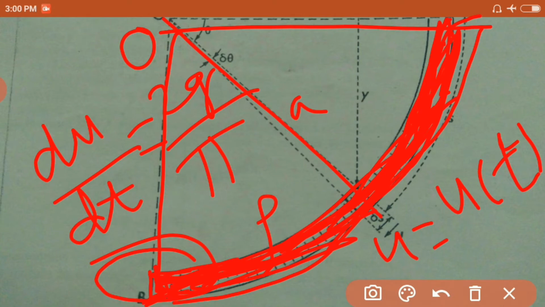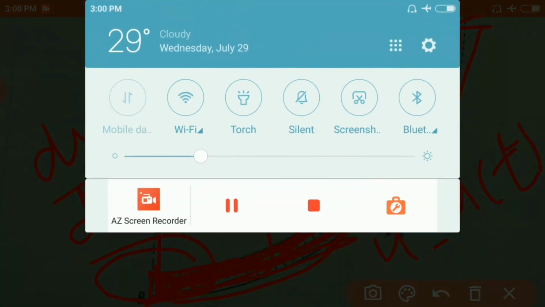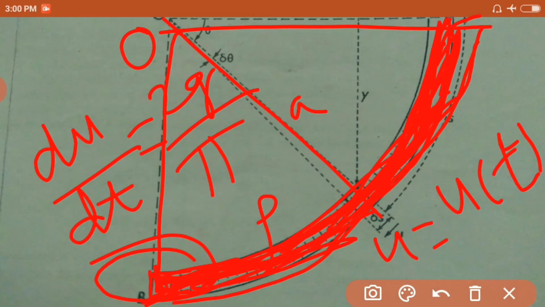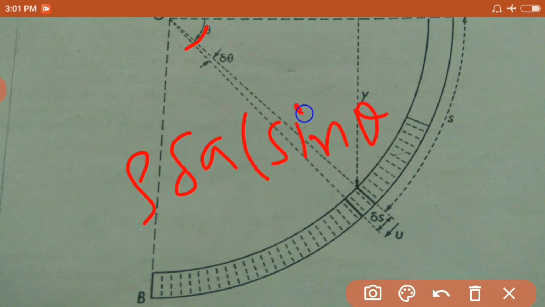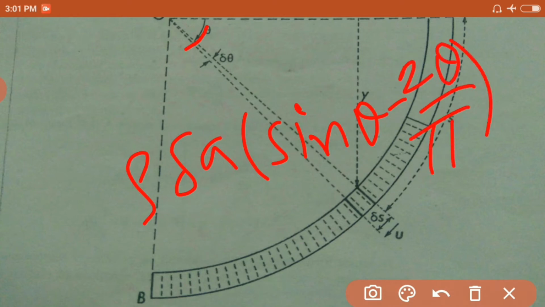is a velocity, and the pressure at a point whose angular distance from A is theta immediately drops to rho g a into sin theta minus 2 theta by pi above atmospheric pressure.